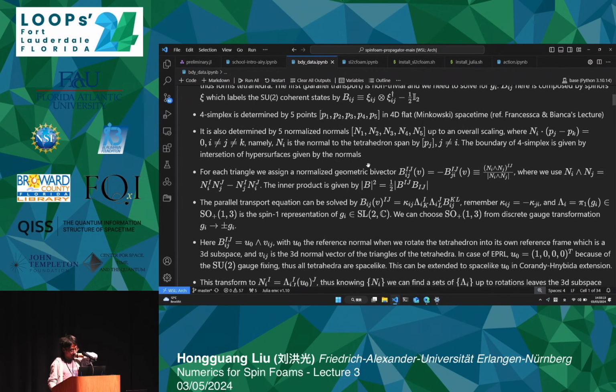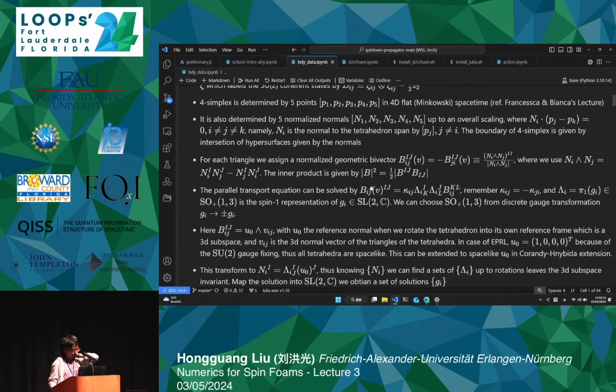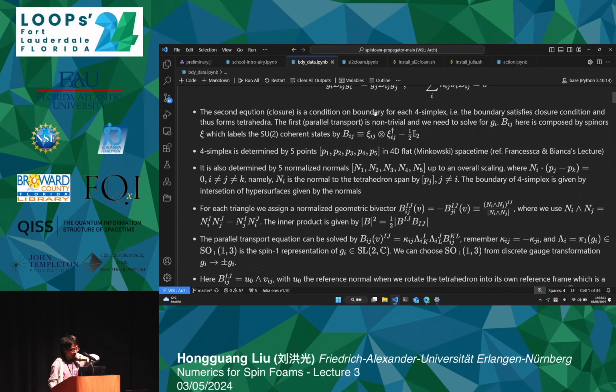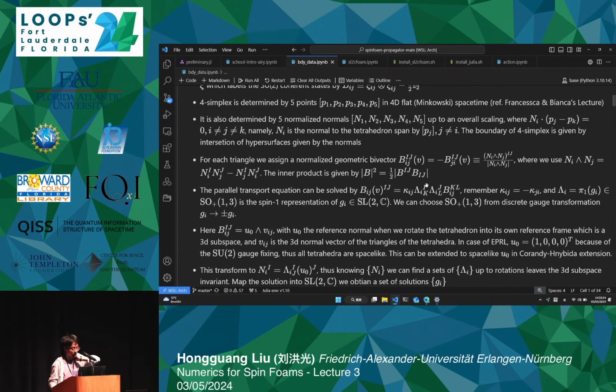And using this language, we can solve the parallel transport equation, which is this one, transform it into what we call the spin 1 representation, which is basically a representation in 4D. And this tells you that the geometric bivector is the transformation using the SO(1,3) group element of the 3D bivector in the 3D space. So this is the boost of the original 3D bivector to its 4D version. And this 4D version is determined by our points in the 4D space.